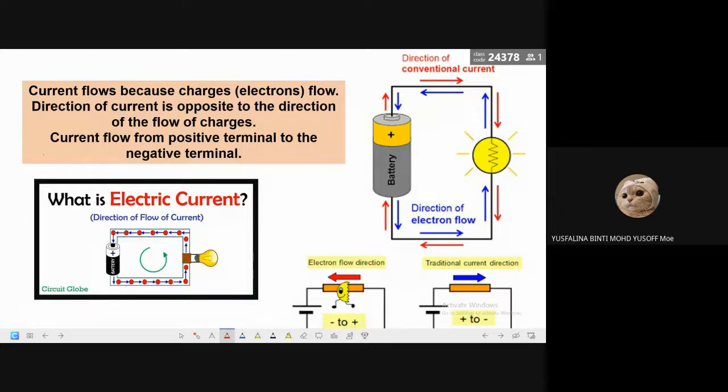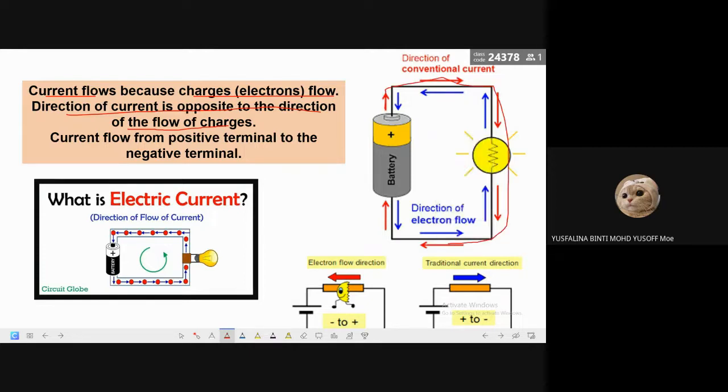All right, current flows. Why does current flow? The current flows because of the charge flowing. So basically, it's actually electrons, the electrons that flow. So the direction of current is opposite to the direction of the flow of charge. So you already know the direction of current, as you learned, must be from positive to negative, right?